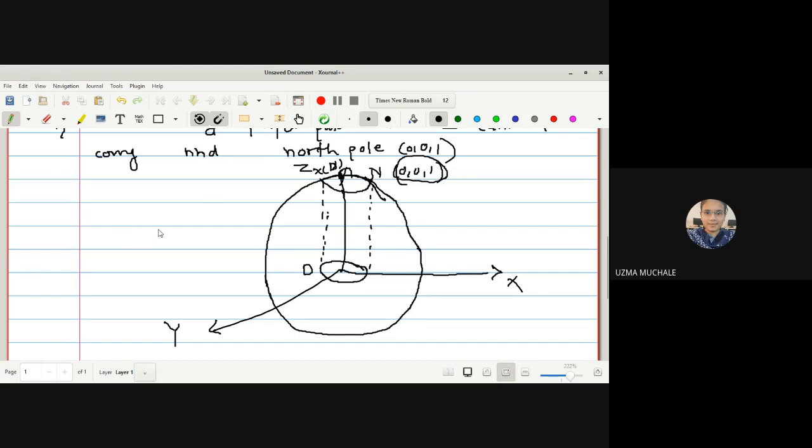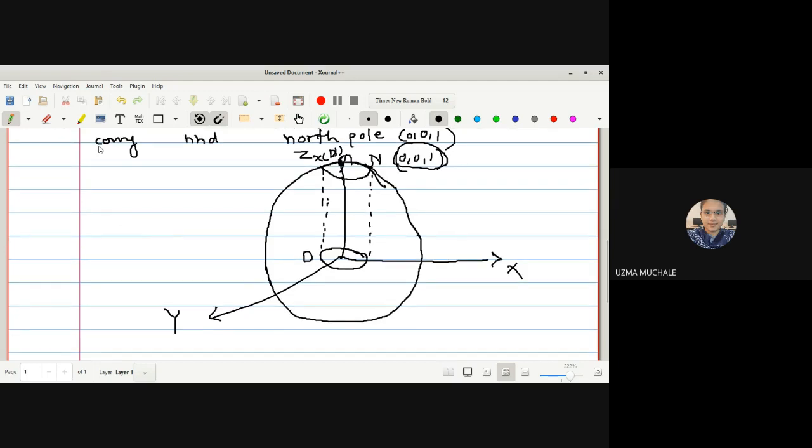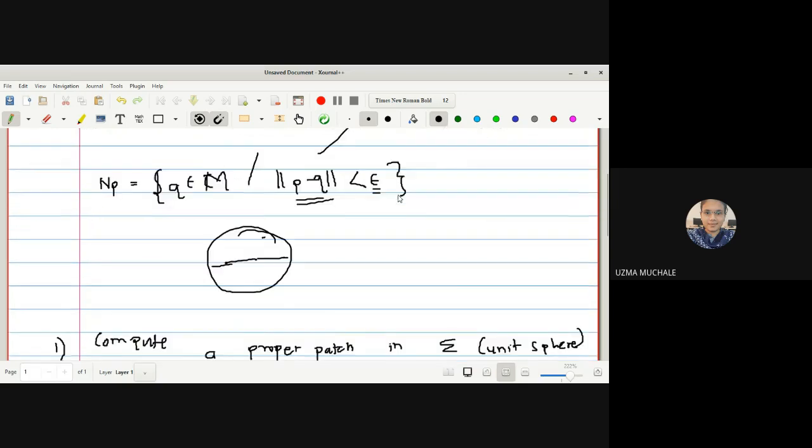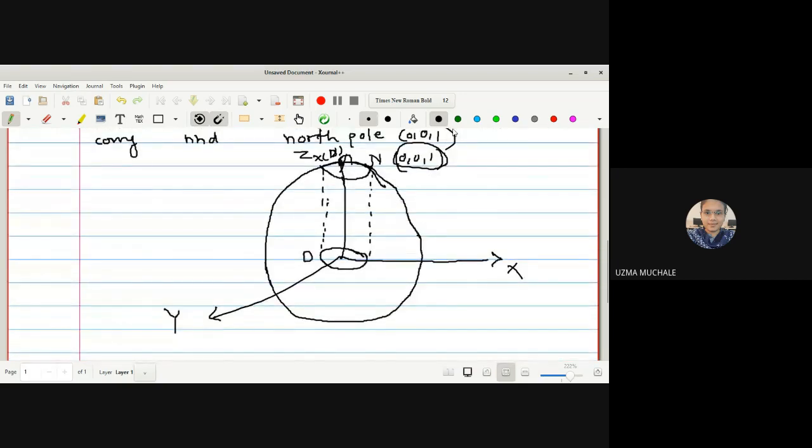Now you may have a question how you found the proper patch, right? So in this definition itself, you can see that for any D, the image X of D must contain a neighborhood of a point P in M. So you can define a very small neighborhood at this point. So here you will get a neighborhood, and then X of D will contain the neighborhood of that point P.